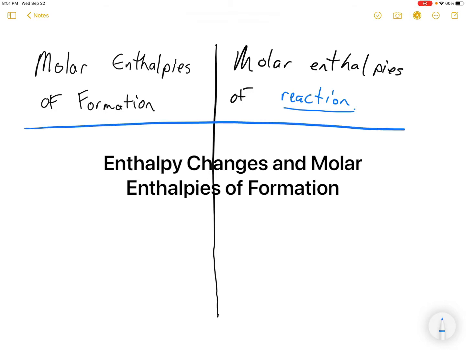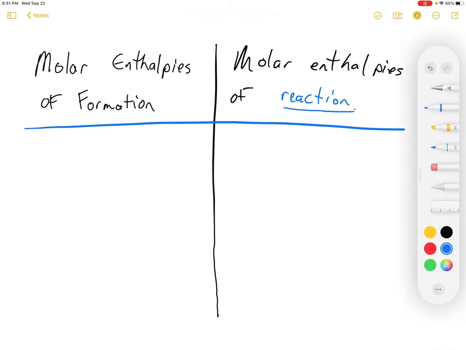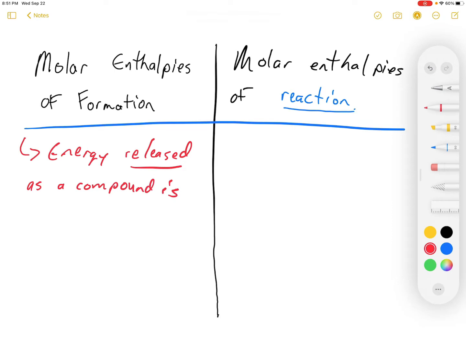So to start off, it's really the reaction itself that we're talking about. When it comes to molar enthalpies of formation, remember that it's the energy released. Usually it's released. In some rare cases it could be absorbed, but it's energy released as a compound is formed from its elements. Okay, so it's specifically the elements that form the compound.